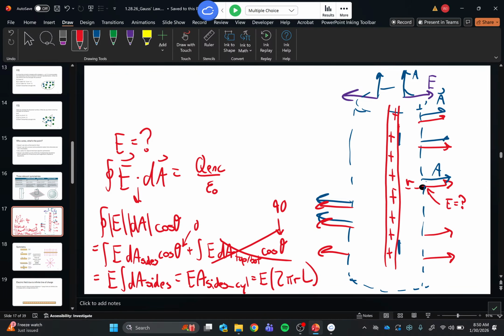So, this integral just becomes that. I had to do no integrals. This is the magic of choosing the right shape. We choose the right shape, so we don't have to do an integral. That's the punchline here. Okay?